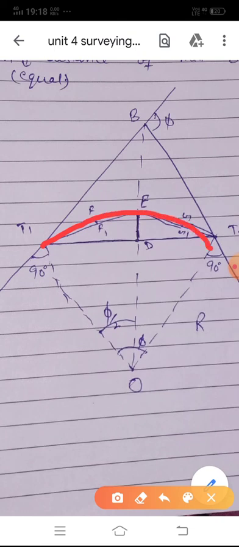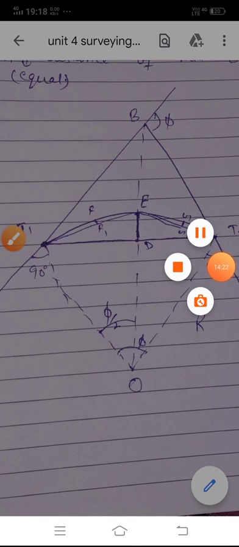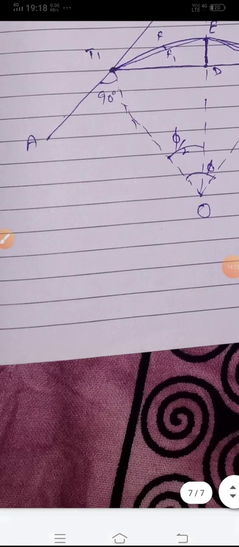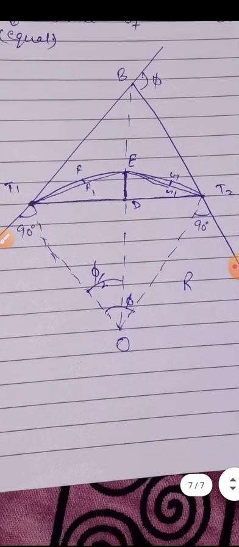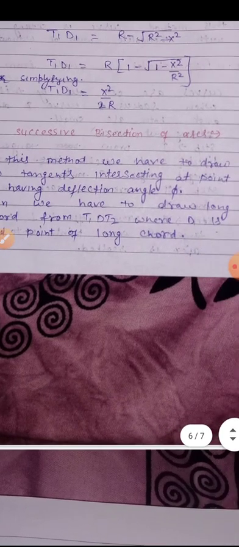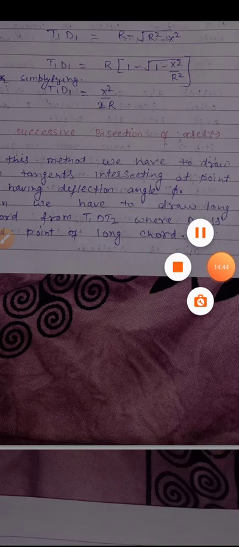Okay, so this is our simple circular curve. Okay, next we will study in our next lectures. Okay, bye and take care.